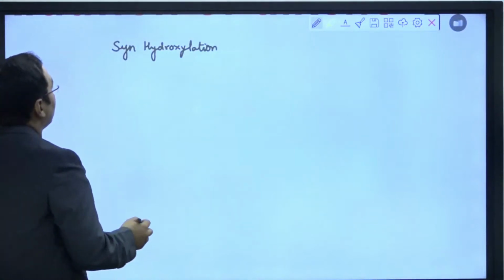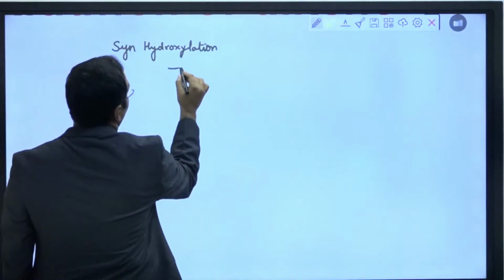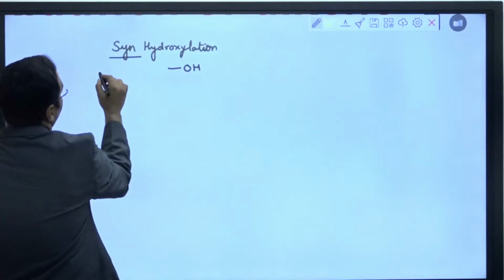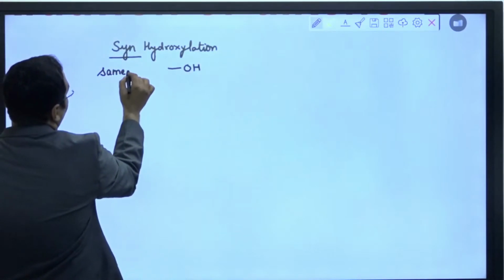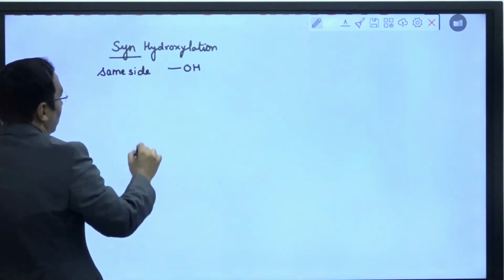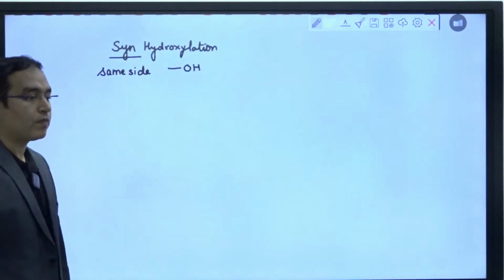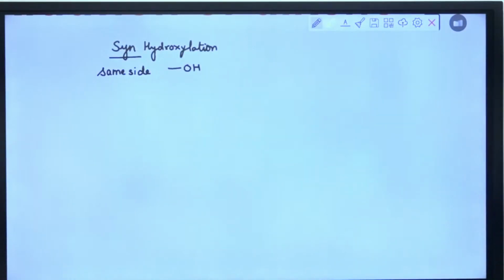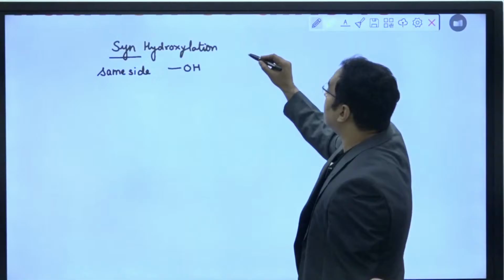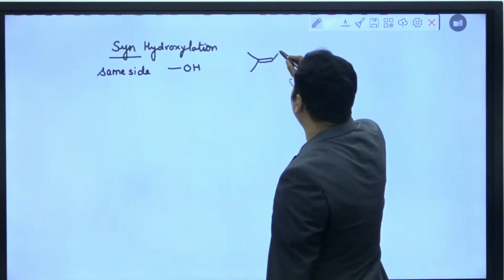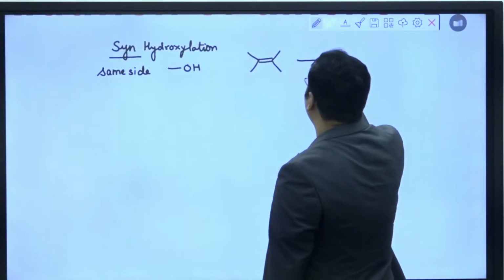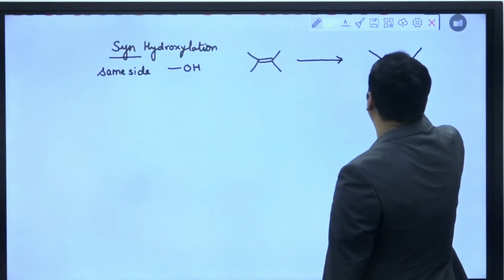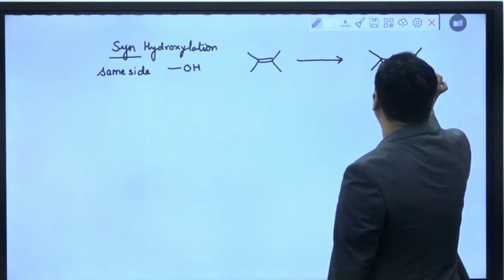Syn hydroxylation. Hydroxylation is OH group coming, and syn means same side. So for example, if you're given this kind of double bond structure and you do syn hydroxylation, the outcome will be both OH joining the same side.